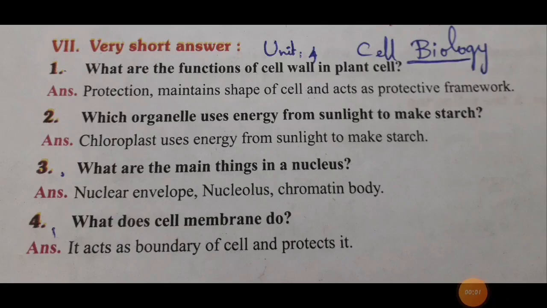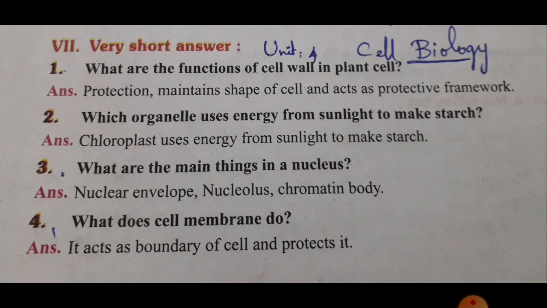Okay, children, see the question answers. First one, what are the functions of cell wall in plant cell? Protection, maintains shape of the cell and acts as a protective framework. Second one, which organelle uses energy from sunlight to make starch? Chloroplast uses energy from sunlight to make starch.